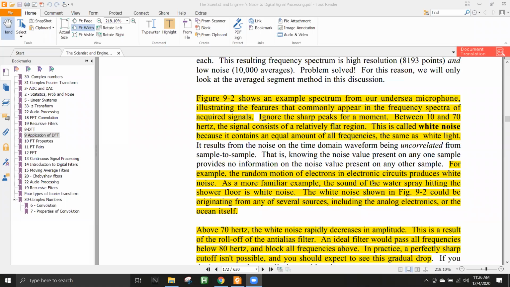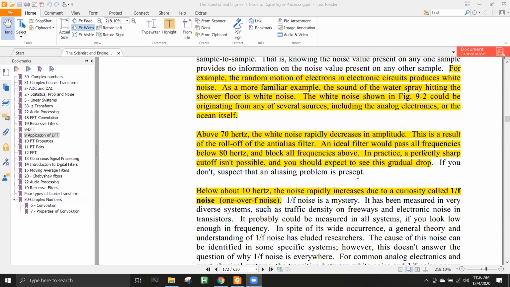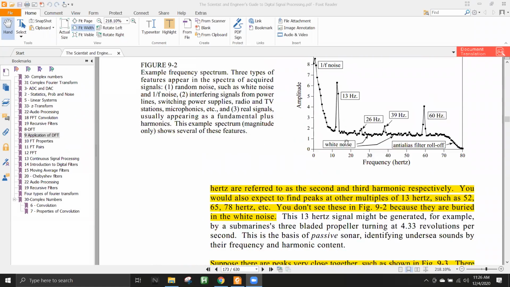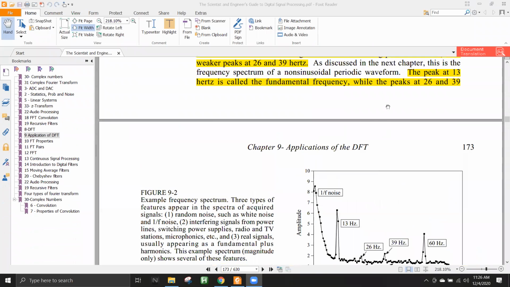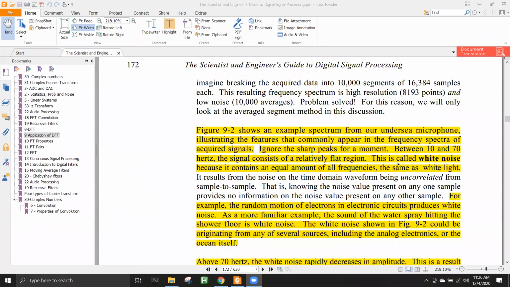So there are a bunch of things we can get from this one figure, as you can see here. Within this range, 10 and 70, there is a relatively flat region. This is called the white noise region, and it results from some random noise. It contains an equal amount of all frequencies, same as white light.